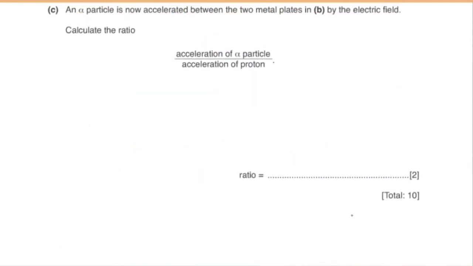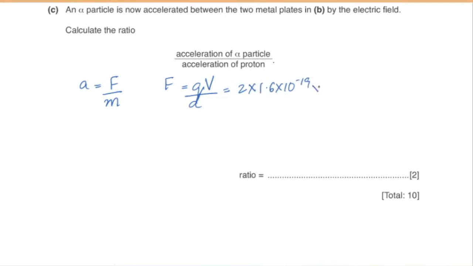Part C, an alpha particle is now accelerated between the two plates in B by the electric field. Calculate the ratio of acceleration of alpha particle to acceleration of proton. So acceleration is equal to resultant force divided by mass. The resultant force that acts on the alpha particle is going to be equal to the charge of the alpha particle, the V between the charged plates, and the distance between the charged plates. Now, alpha particle carries 2 protons, so the total charge on alpha particle is 2 into 1.6 into 10 to the power of negative 19.